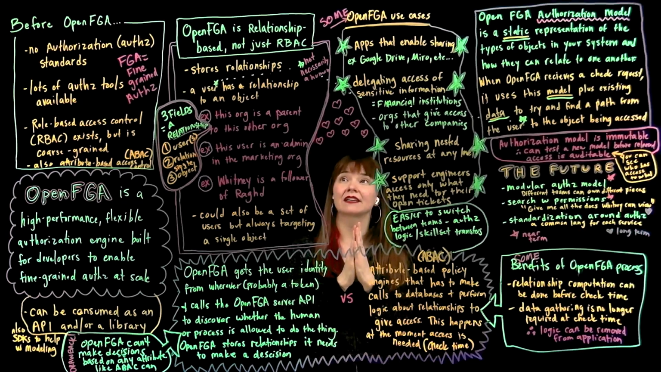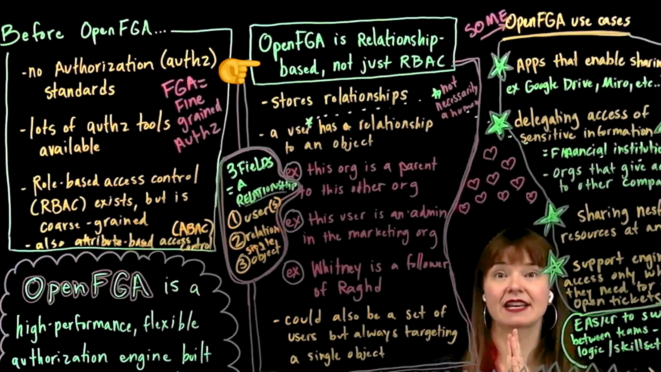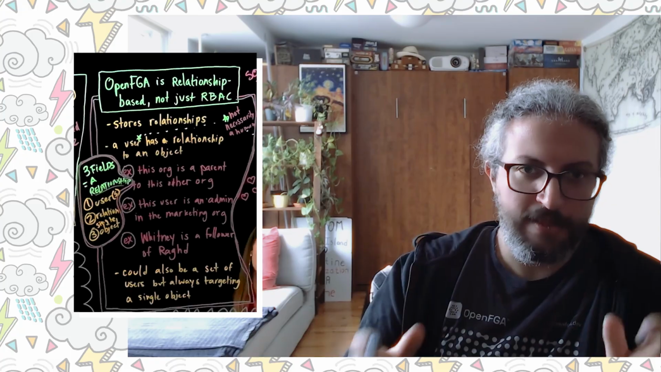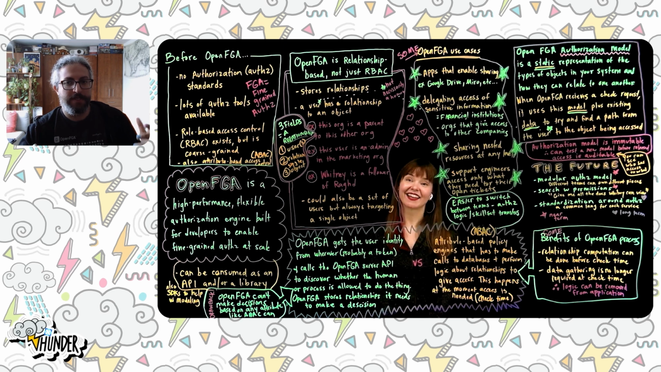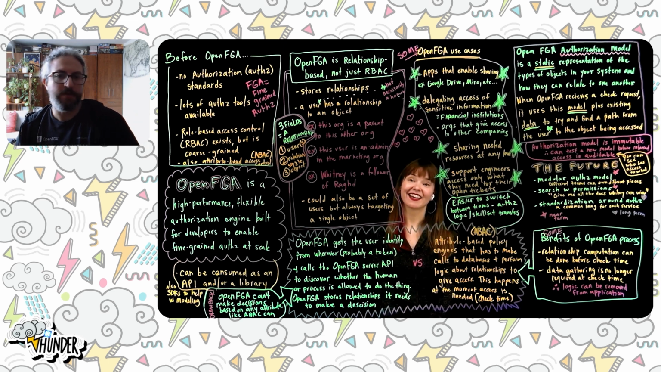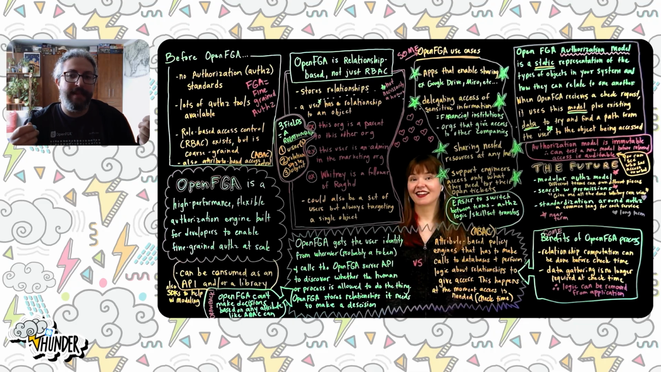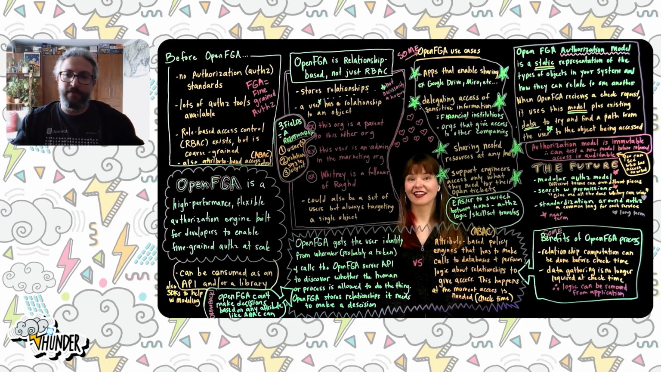So what does it mean that it's relationship based, that it's not just role based or attribute based? It means instead of looking at the user's role in the system or an object's attributes, it looks at how a user and an object relate to one another. So now we're looking at two entities and the relationship between each other. Basically, when you're saying a user is a viewer of a document, or a user is a follower of another, or a folder is a parent of a document, or an organization is a parent of a team, we're indicating relationships. We're not indicating a role, and we're not indicating an attribute of any of this.